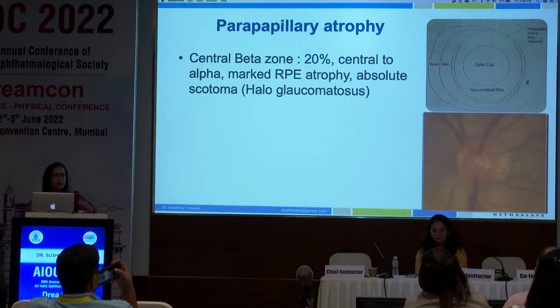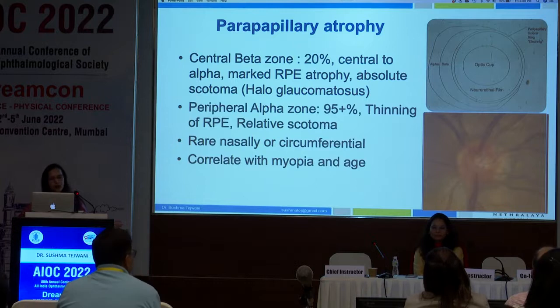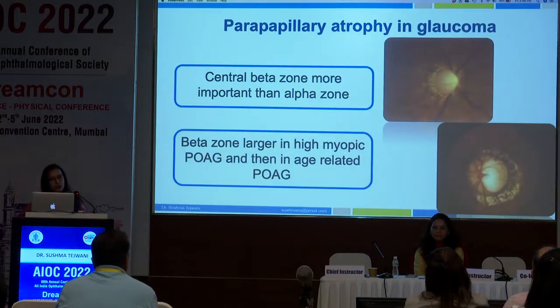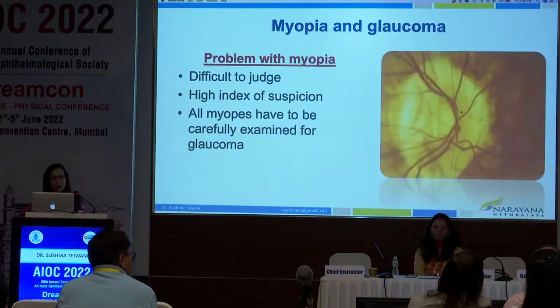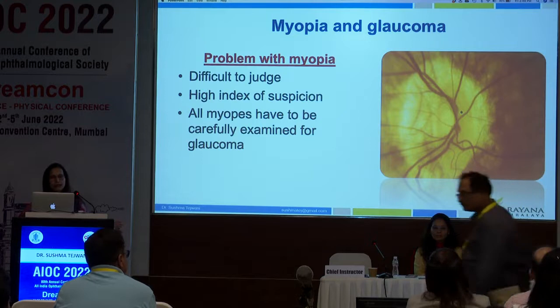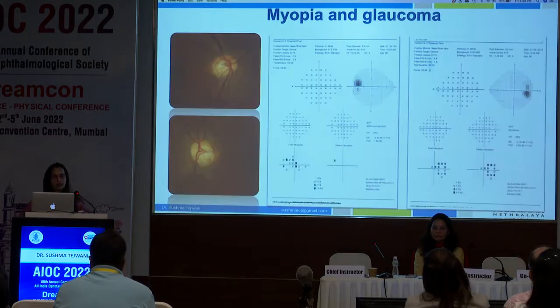Peripapillary atrophy is a corroboratory sign, not a definite sign, but it helps a lot if you look at the central beta zone and peripheral alpha zone. In glaucoma, we are talking mainly about the beta zone, because the alpha zone is seen in almost 95% of normal people also and is related to myopia and age. The beta zone is more important and is larger in high myopia or myopic glaucoma. The problem with myopia and glaucoma is that sometimes it is hard to see even the disc margin, so it is very difficult to assess the neuroretinal rim and the CD ratios. In these situations, we largely have to depend on the functional aspect, or perimetry.